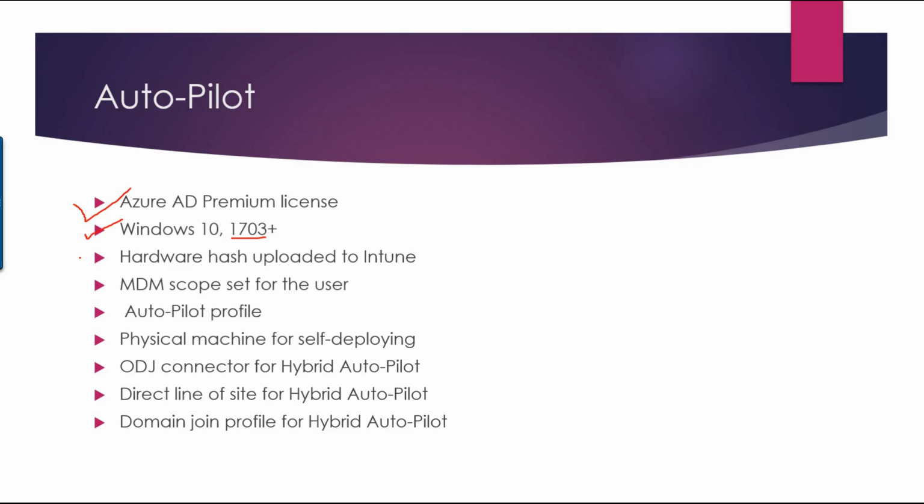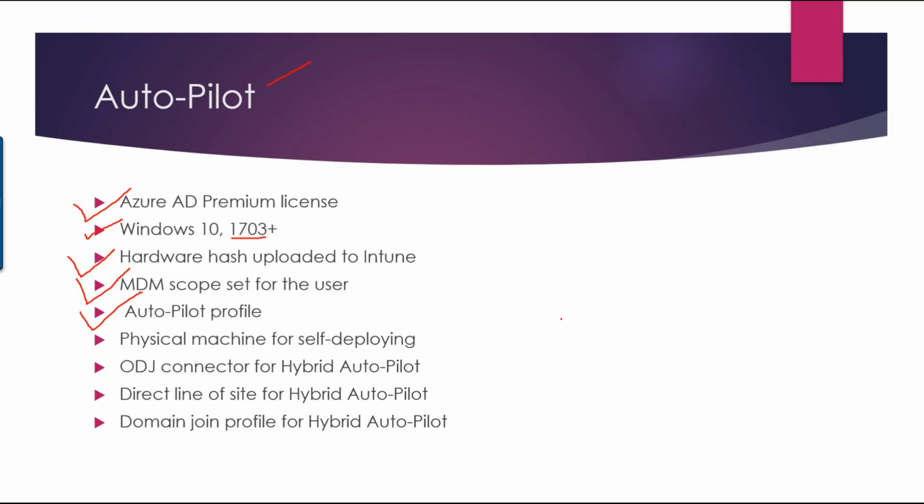And just like in case of DEP devices, we were uploading the serial number to the Apple Business Manager portal, in this case, we have to upload the hardware hash of the device, which is just like a serial number, to Intune. Again, I've done a separate nugget on AutoPilot. You might want to refer to that for more details. Moving on, the MDM scope for the user needs to be set correctly because the device is going to be Azure AD registered, and then if the MDM scope was set, the device will be enrolled to Intune. An AutoPilot profile needs to be created as well, which is just like creating the DEP profile.